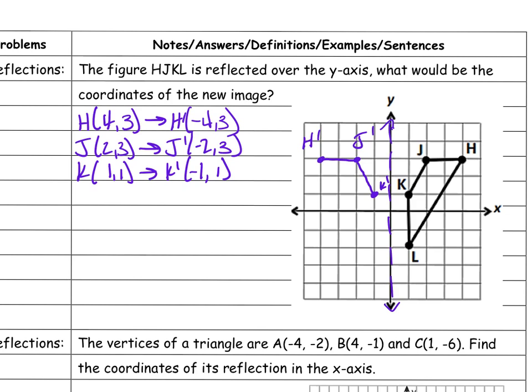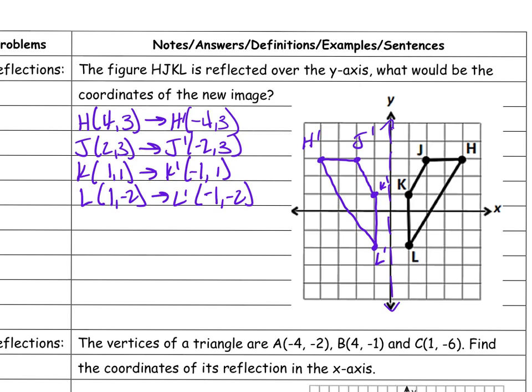And our last point is going to be L, which is located at 1, -2. And we're going to go to L prime, which is 1 away and 1 away. So this is L prime, that's -1, -2. Okay, and that should be a reflection of HJKL: H prime, J prime, K prime, L prime. Okay, pretty good, not too bad.